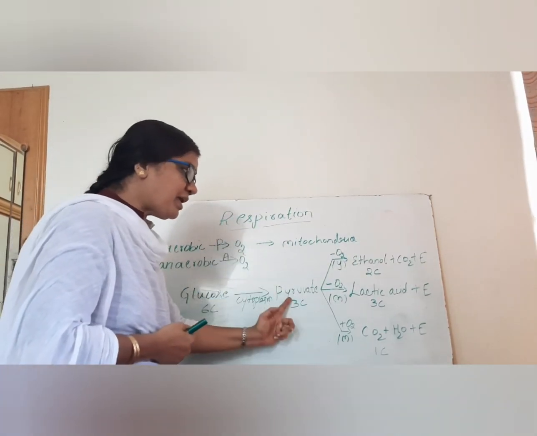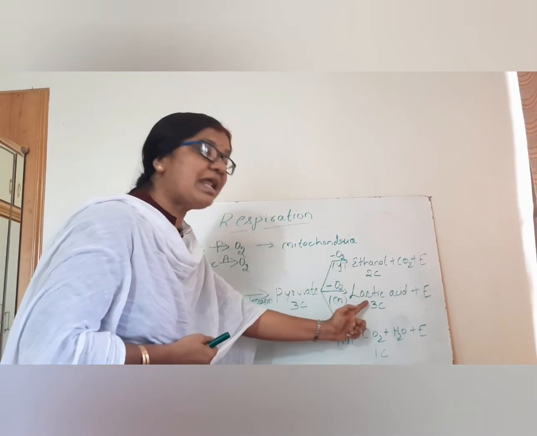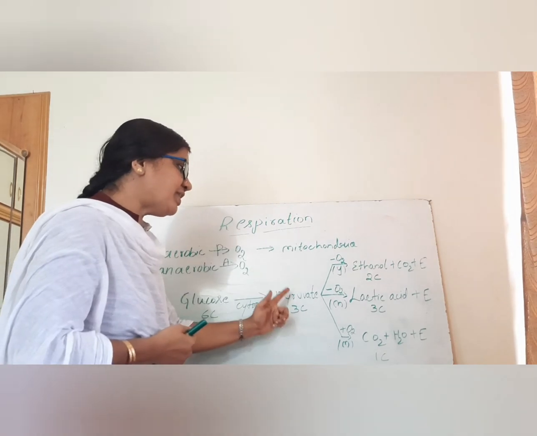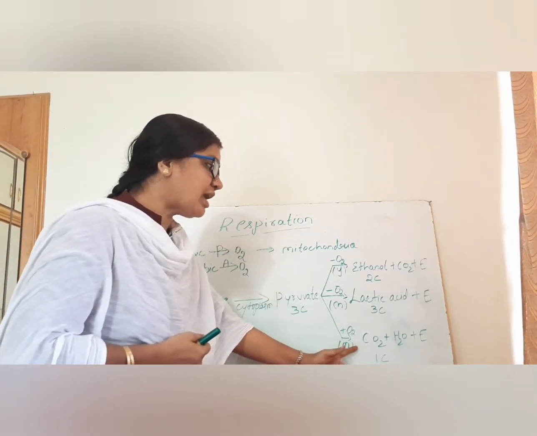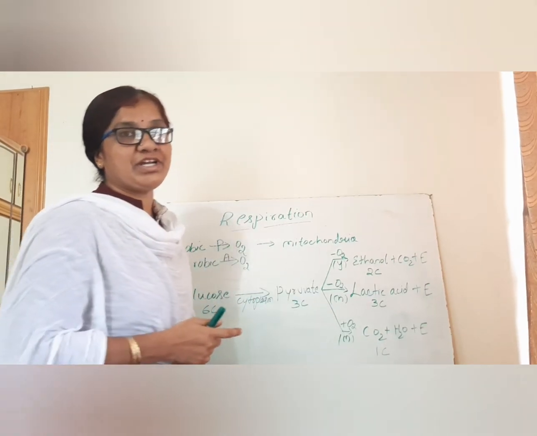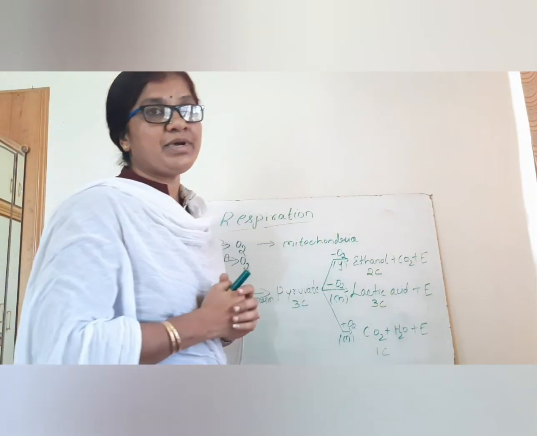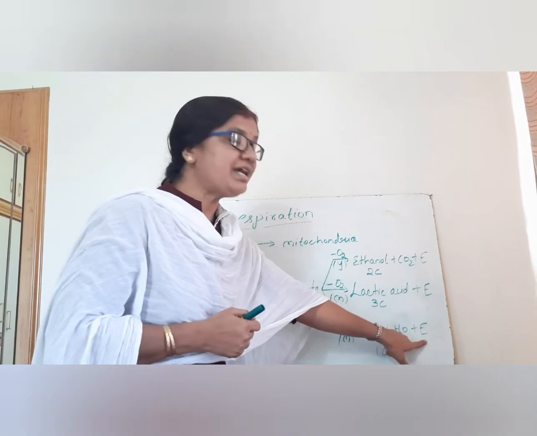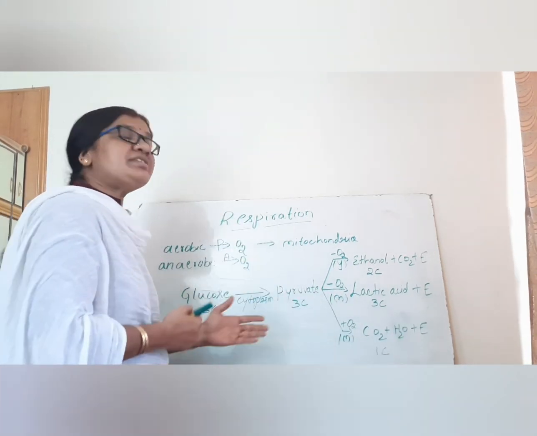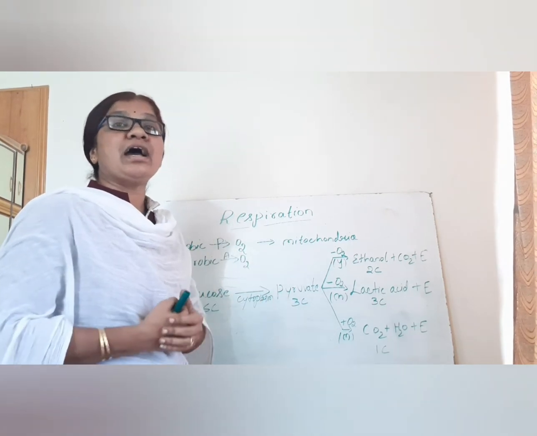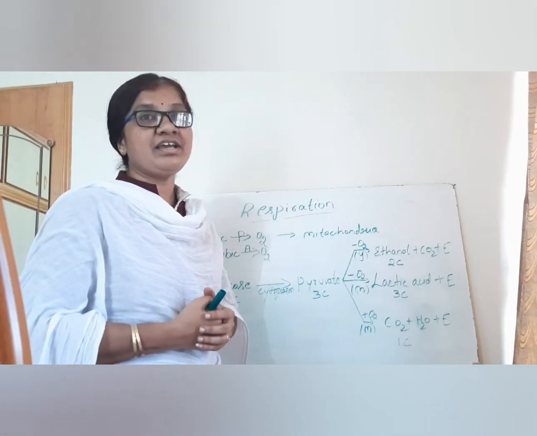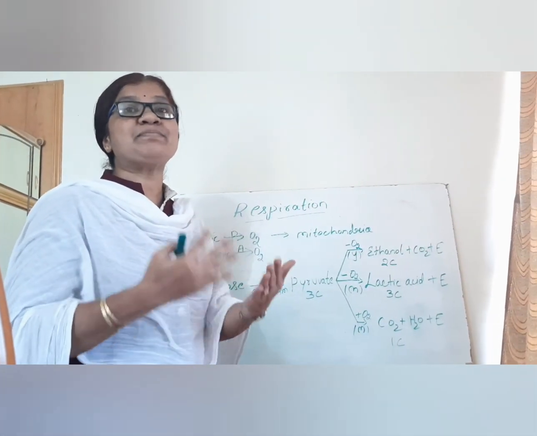Glucose converts into pyruvate, and pyruvate converts into lactic acid in the muscle cells. Glucose converts into pyruvate, and pyruvate converts into carbon dioxide and water in aerobic respiration. Only in aerobic respiration can we obtain more energy. So this is how aerobic and anaerobic respiration take place. Next, let me see how respiration takes place in the lungs.